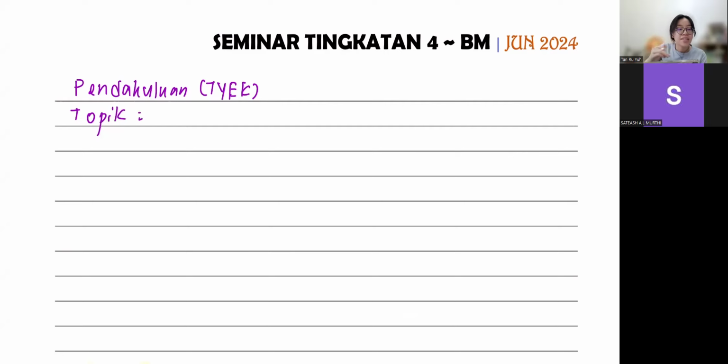Okay. TYEK is topic, why, effect, and kata kunci. It's the same as last time. The topic is about pemimpin negara. So we can say our pemimpin negara nowadays... do you still remember a lot of country leader names? Or do you think teenagers nowadays will remember all the names? Most don't remember, yeah.